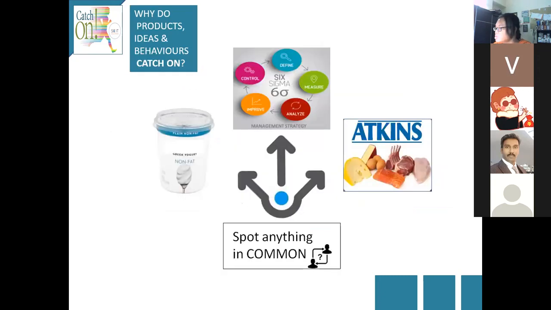Okay, let's go to the next discussion. This slide is about three things: non-fat Greek yogurt, the Six Sigma management strategy, and the Atkins diet. Three totally different and unrelated things, but the question is, do you spot anything in common? All right. The only thing that is the same amongst these three things is that these are three things that have gone viral.